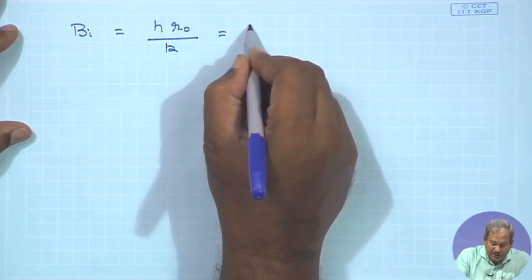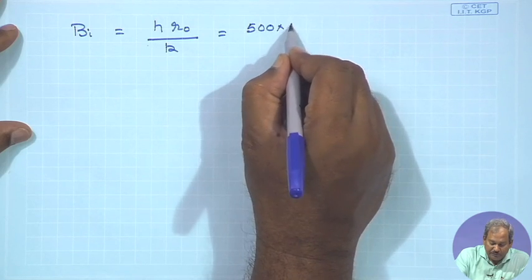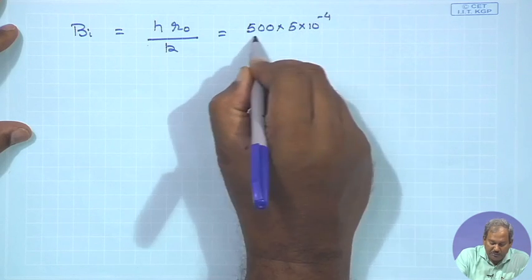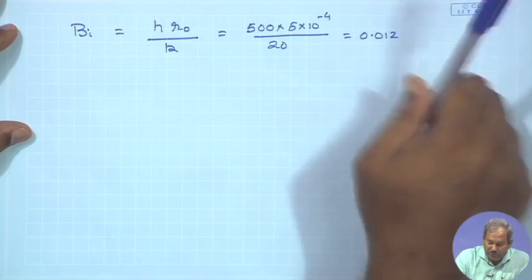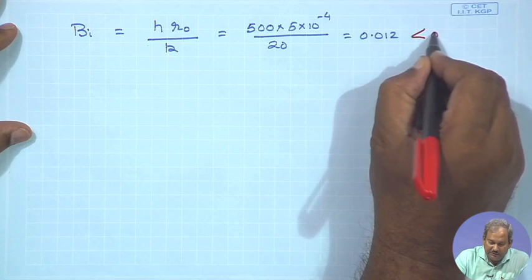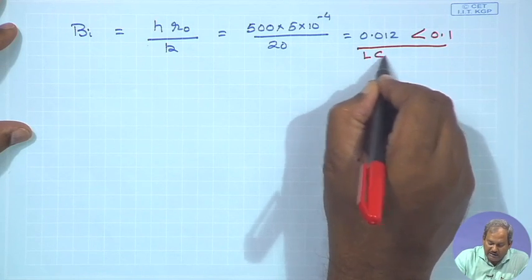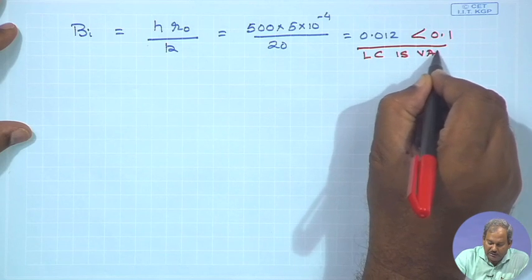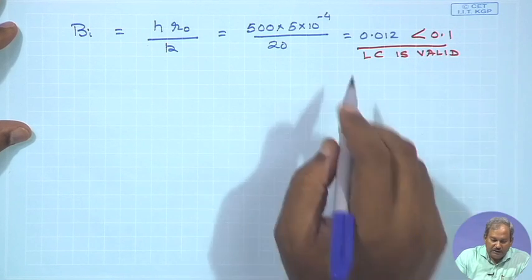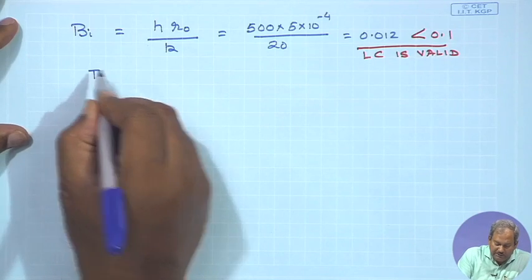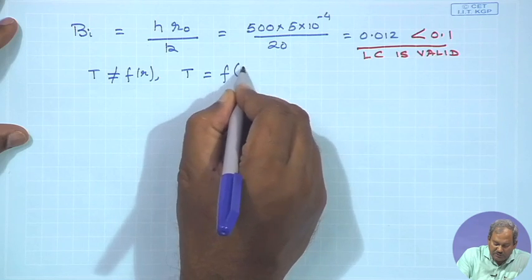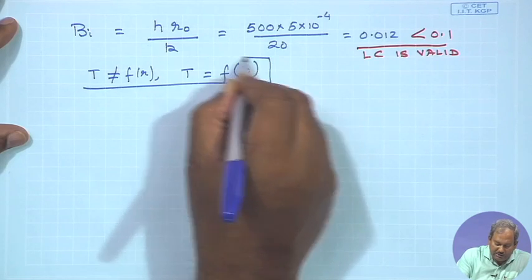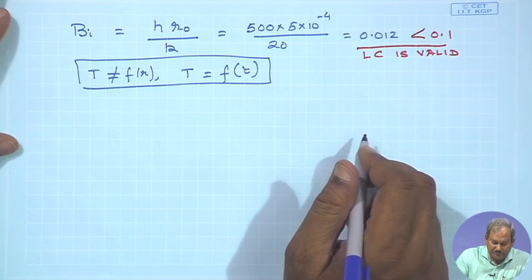So, Biot number is h R 0 by k, and when you plug in the numbers, it is 500 into 5 into 10 to the power minus 4 by k, which has been given as 20, which is 0.012, and it's less than 0.1, which shows that the lumped capacitance model is valid. Now, if the lumped capacitance model is valid, then T is not going to be a function of r, and T is going to be a function only of time. That is what essentially the lumped capacitance model is.